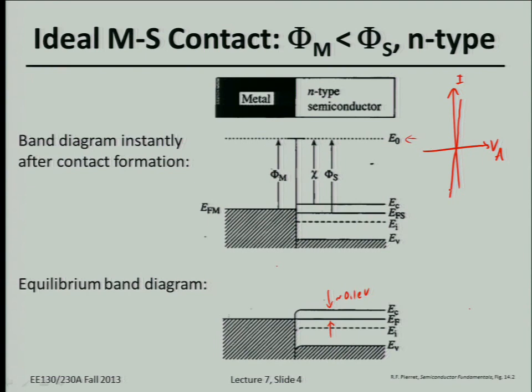Okay. So I wanted to just remind you. The convention we use in this class is that the applied bias is always defined to be the voltage applied to the metal minus the voltage applied to the semiconductor. So the semiconductor always serves as the reference potential.